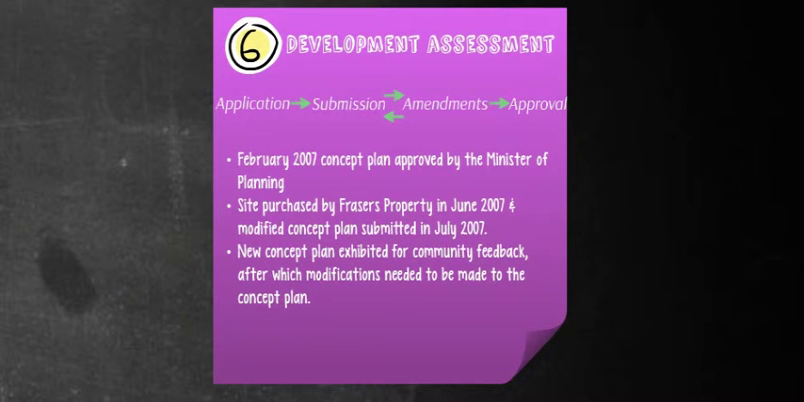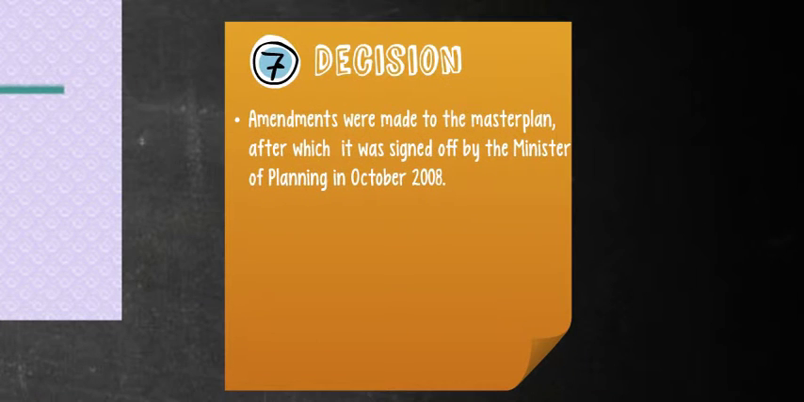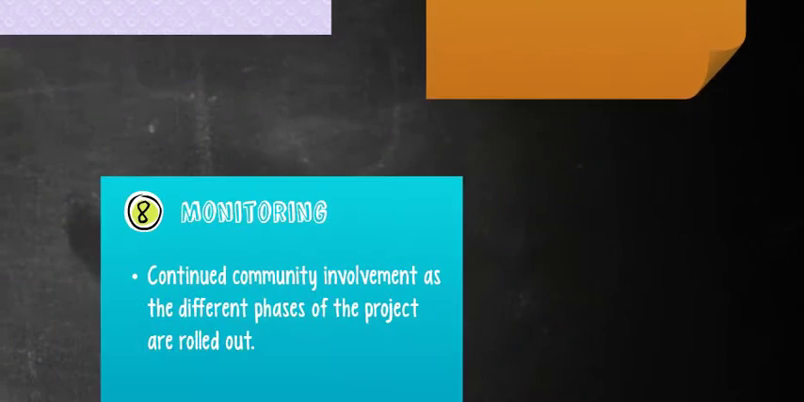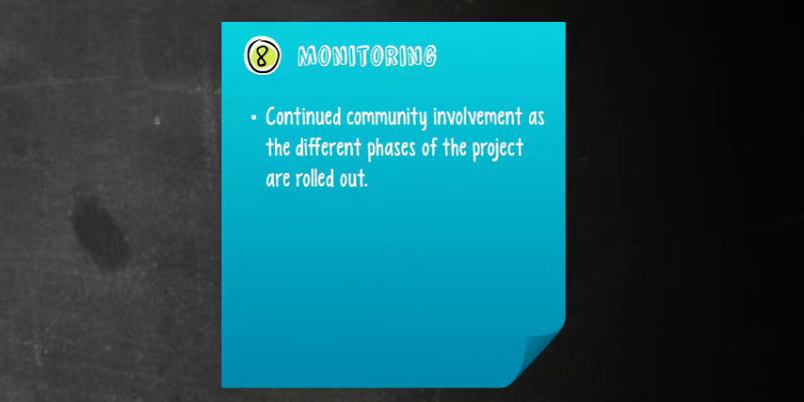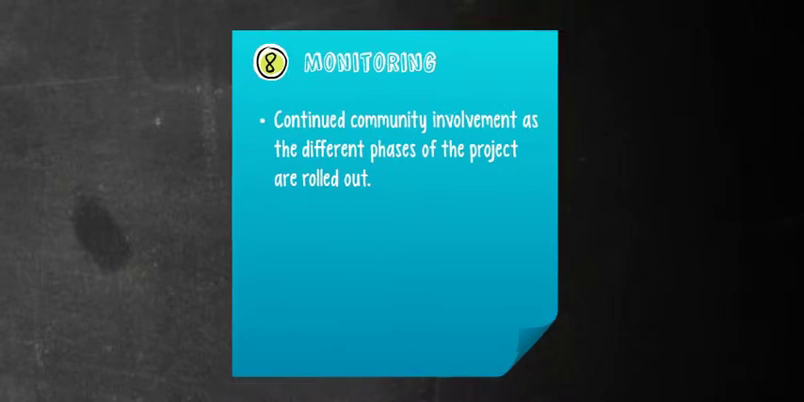When Frasers purchased the site in 2007, the master plan had been agreed upon with the previous owner. Frasers then placed an application for the desired amendments to the master plan. After the final amendments were made to the master plan, the Minister of Planning signed off on the project in October 2008. There has been considerable community involvement in the planning process, and Frasers Property has shown continued commitment to involving the community in every phase of the development.